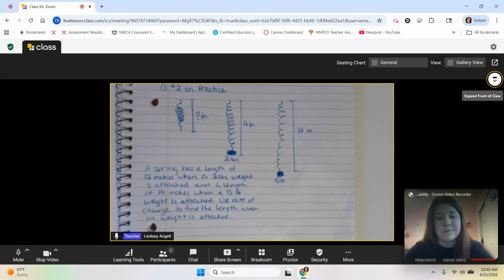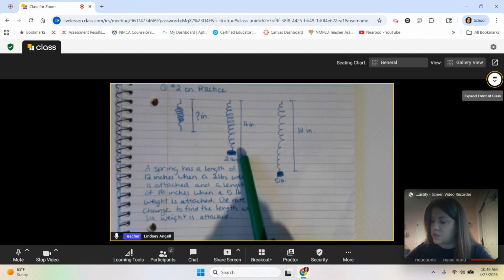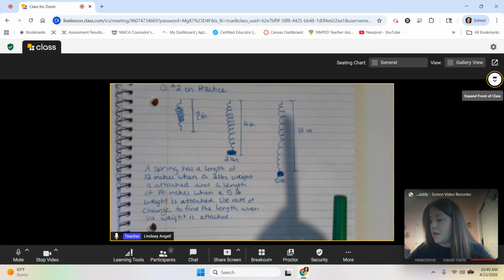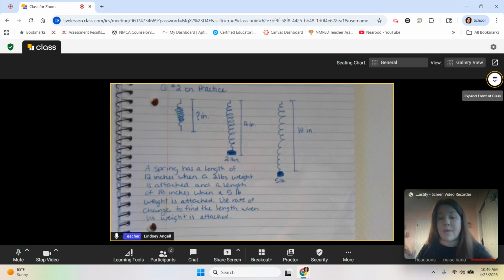So it reads, a spring has a length of 12 inches when a 2-pound weight is attached, and a length of 18 inches when there's a 5-pound weight attached. Use rate of change to find the length when no weight is attached. Excuse me, my handwriting is a little bad right there.